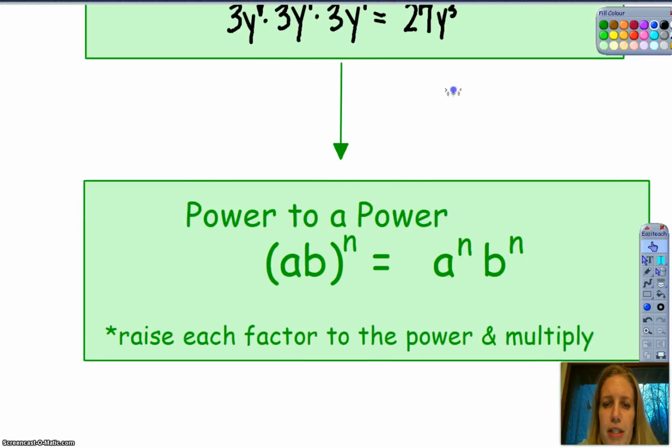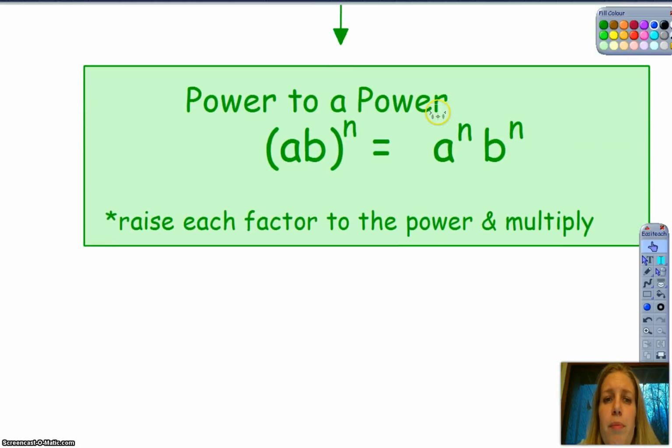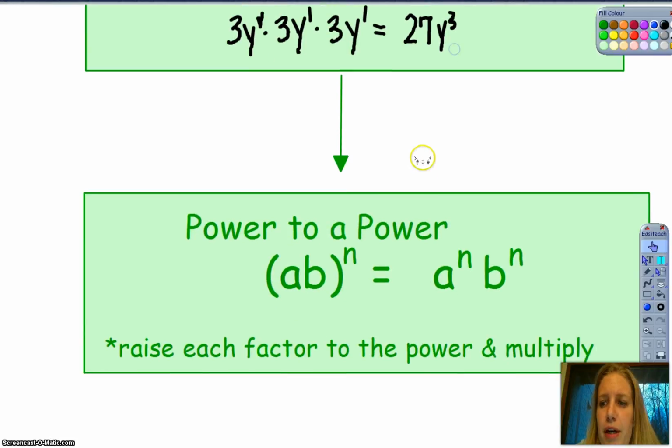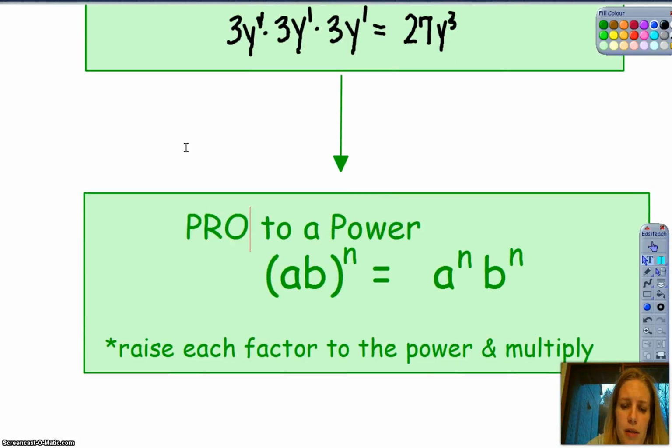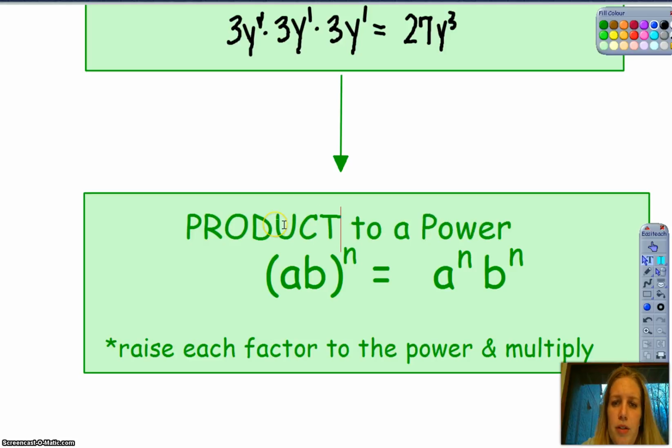Okay, so let's look at this rule. Power of this should say product to a power. I didn't switch this in here, sorry. So this should say product to a power. And then what that's saying in here is that we have a product, we have an a times b to the nth power, and what you're going to do is raise each thing inside there to the nth power. So raise each factor to the power and then multiply. So now we're going to do some examples and then we are done.